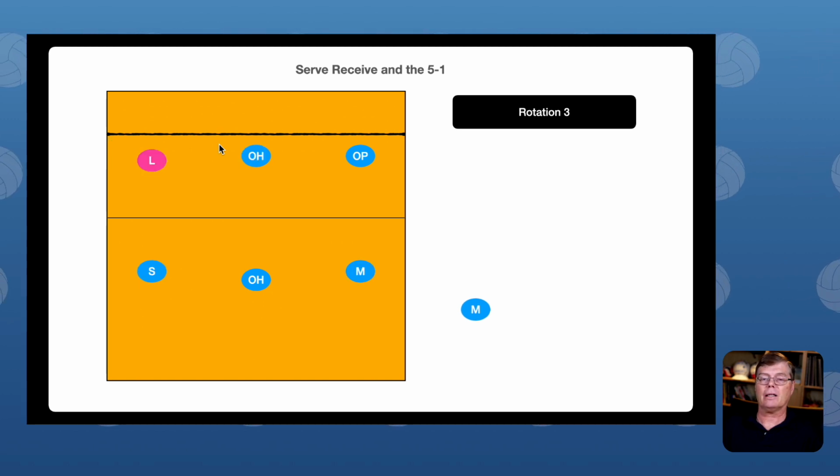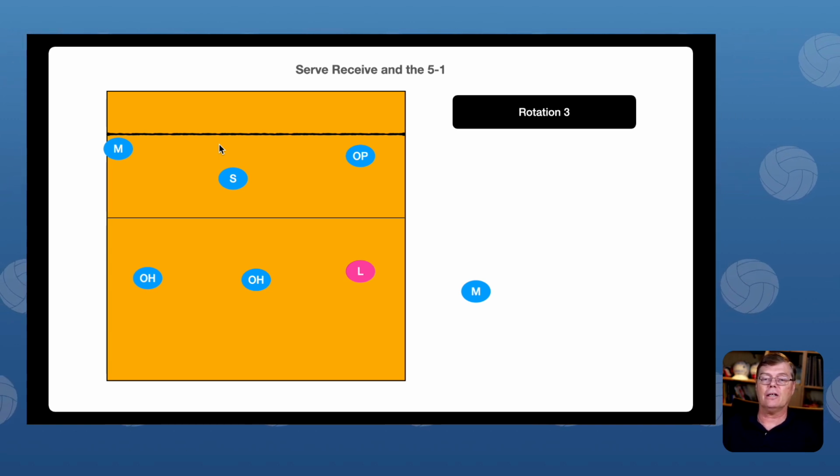And if we go back, let me go back here. I'm going to have to do these again. Sorry about that. But notice that the setter, if he wants to stay in rotation, can't be in front of the middle and can't be to the right side of the outside hitter, but everything else is okay. So they can do this.